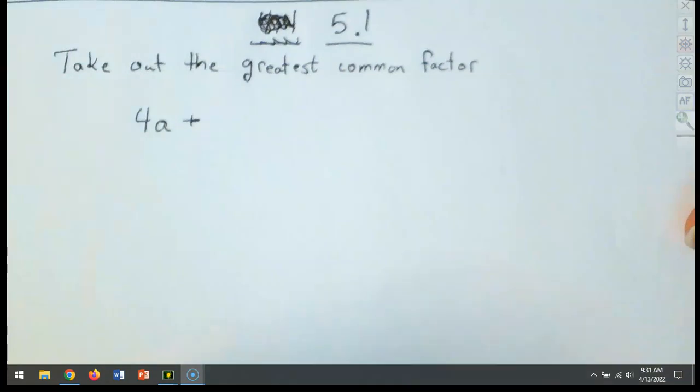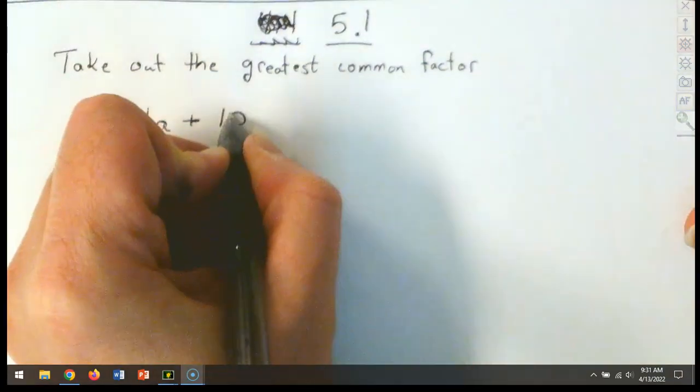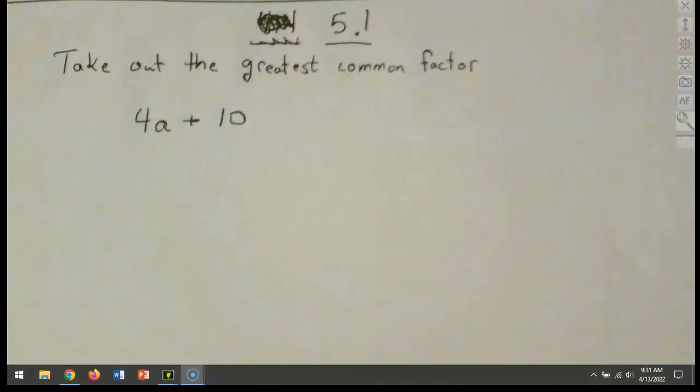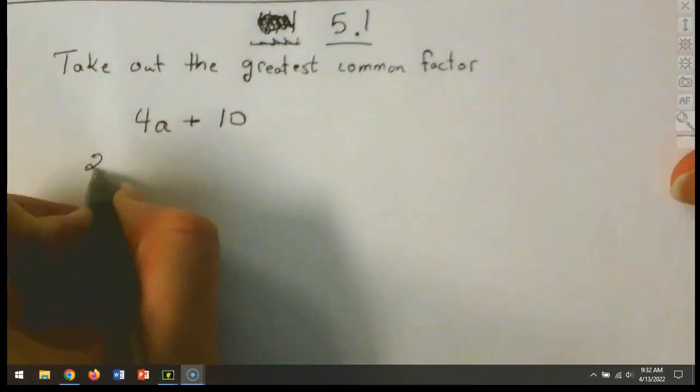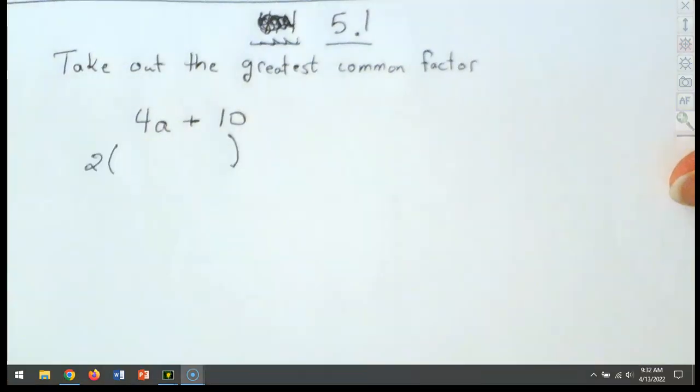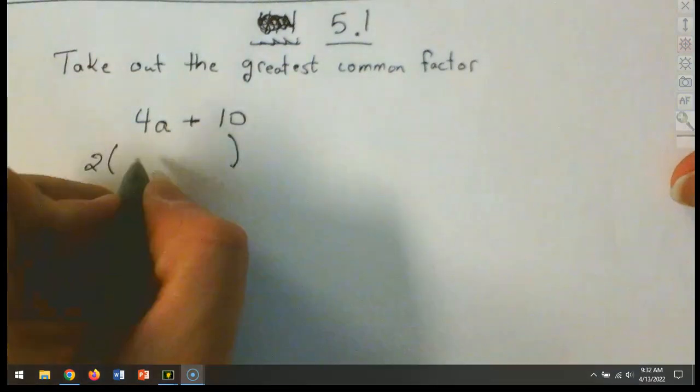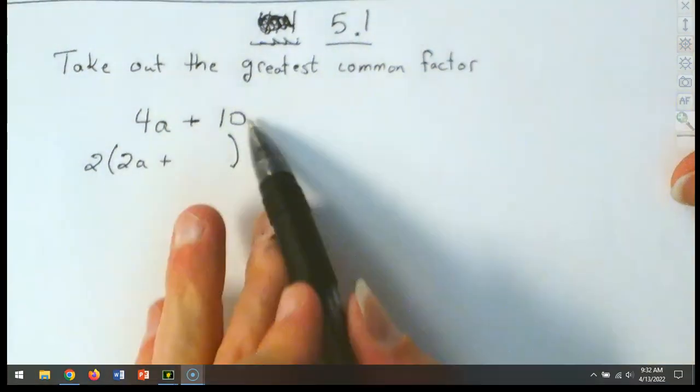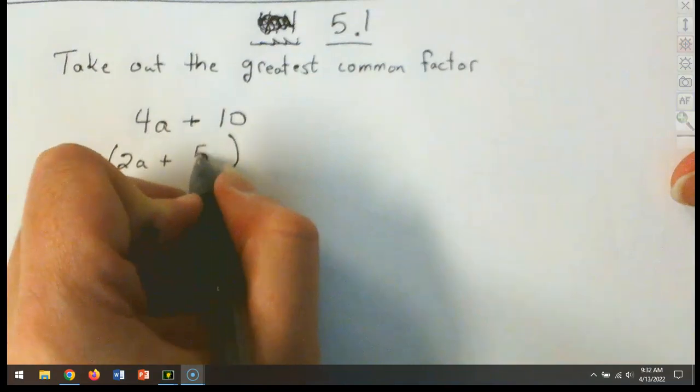And we're going to start off with a very, very simple question here. 4a plus 10. Now we want to take out the number or the variables or both that's in common here. They don't have the same variable a, so that can't come out. But what we do have is a 4 and a 10. Okay, and a 4 and a 10, well, they have a 2 in common. So what I can take out of this is a 2. So I can take out a 2, and then we divide. 4 divided by 2 leaves you with a 2a, and then 10 divided by 2 leaves you with a 5.